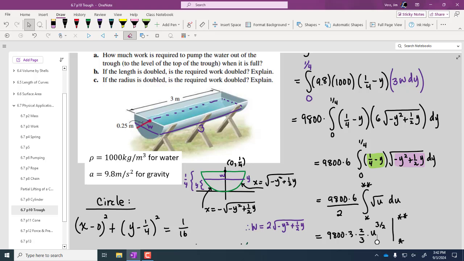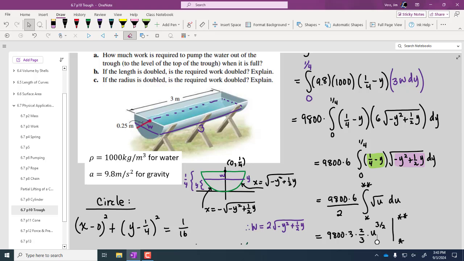The limits of integration are going to match whatever the physical scenario is. So if the trough is filled all the way up to that diameter there, then the limits of integration go 0 to 1/4. If it's filled up less, then the work done is going to be reflected by changing the limits of integration. So the level at the top of the trough means all the way. Yep, exactly.